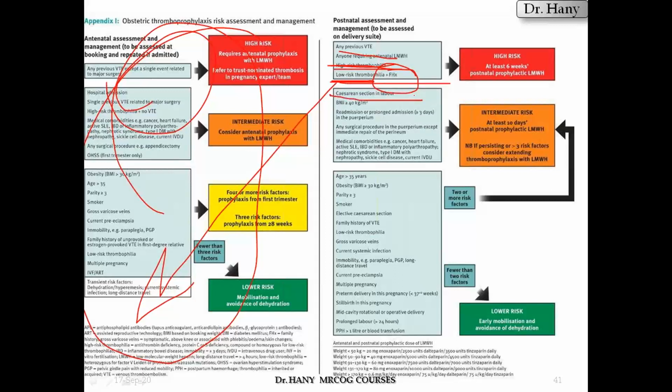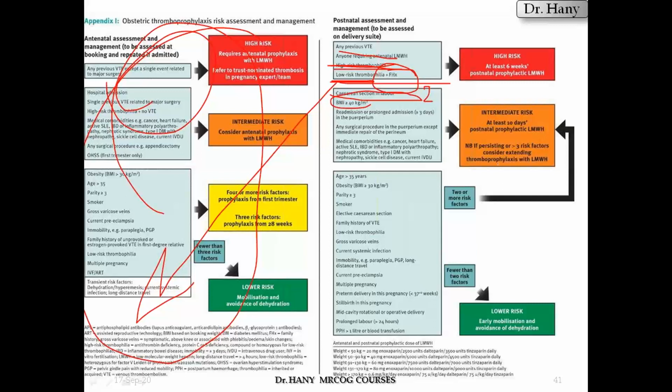Emergency cesarean section in labor scores 2 for 10 days. BMI 40 or more scores 2. Admission or readmission, or PPROM, also for 10 days, more than 3 days. Any surgical procedure except perineal repair, appendectomy, or any surgery, also for 10 days. Any medical morbidity for 10 days, except if you have persistent causes.